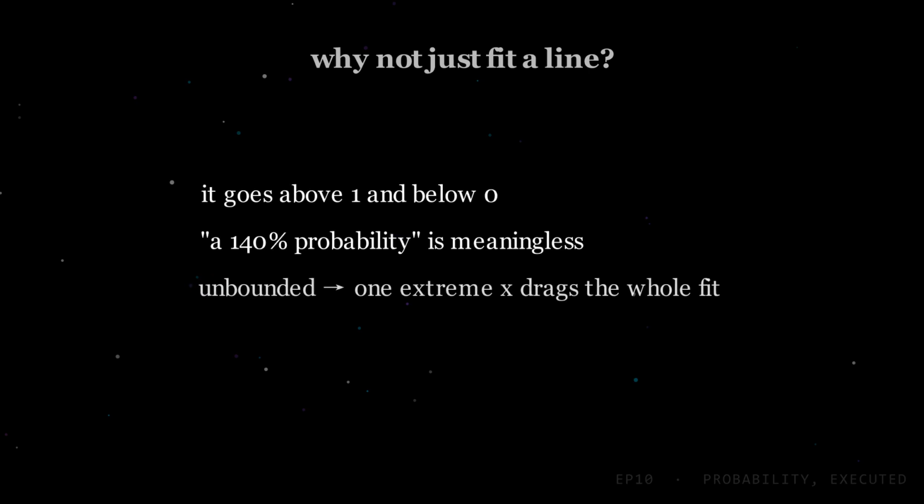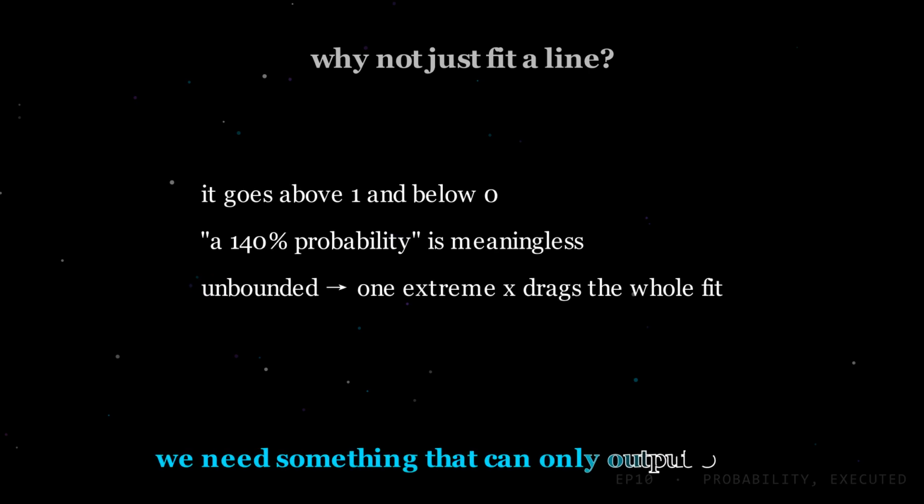Start with why we can't just use linear regression from last episode. Suppose we code yes as 1 and no as 0 and fit a line. Two things break immediately. The line goes above 1 and below 0, so you get predictions like 140% probability, which is meaningless. And the line is unbounded, so a single extreme x value drags the whole fit. We need something that can only ever output between 0 and 1.